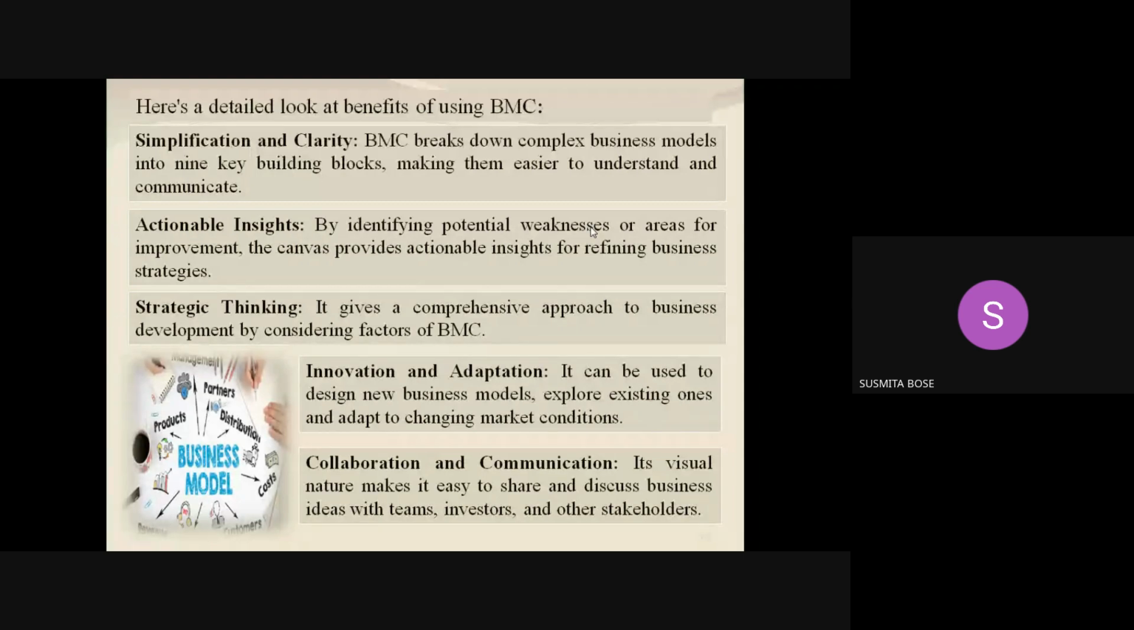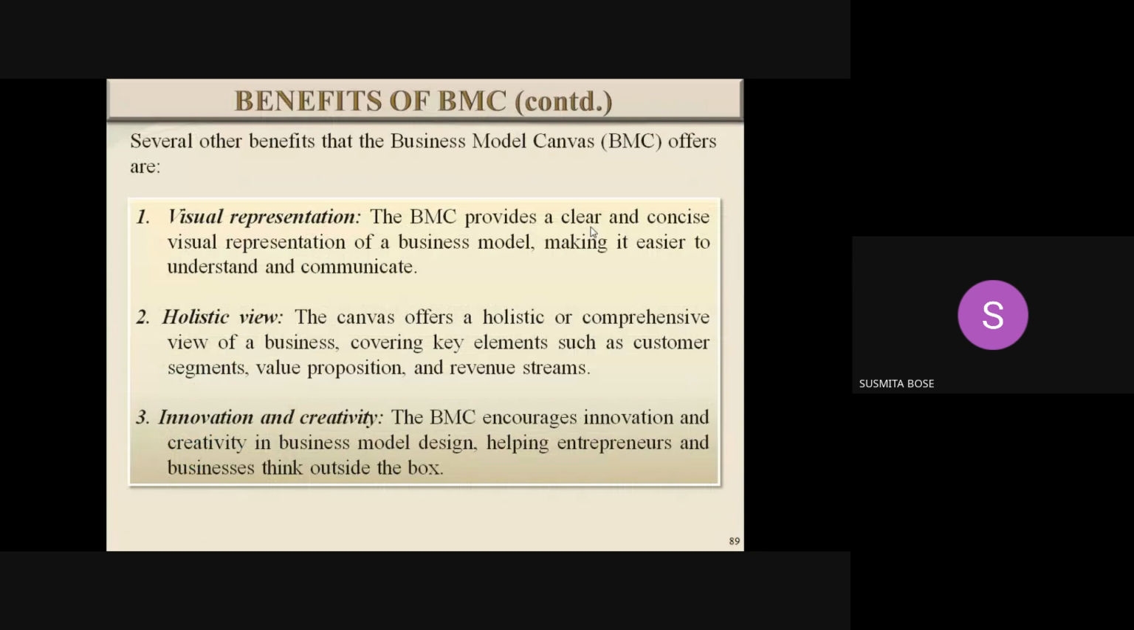The benefit of BMC is it breaks down the complex business model into 9 building blocks, making them easier to understand and communicate. By identifying potential weaknesses or areas for improvement, the canvas provides actionable insights for refining business strategies. It gives a comprehensive approach to business development by considering factors of BMC. It can be used to design new business models, explore existing ones, and adapt to changing market conditions. And its visual nature makes it easy to share and discuss business ideas with teams, investors, and other stakeholders.